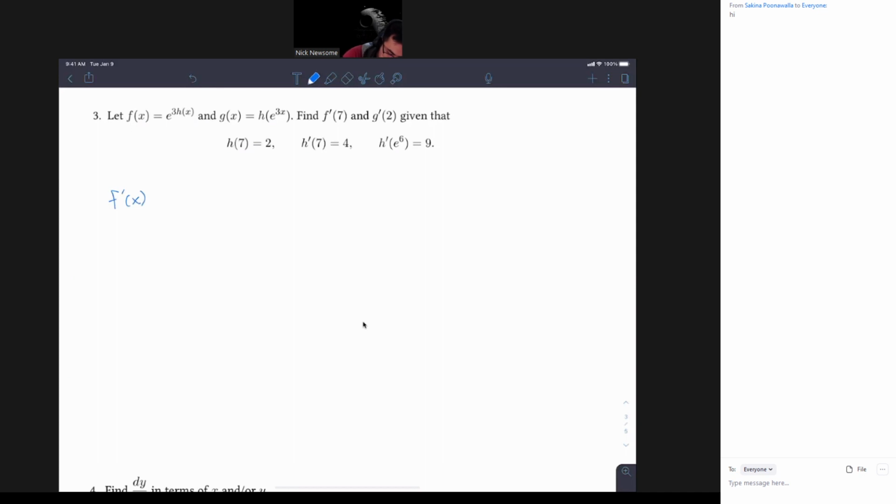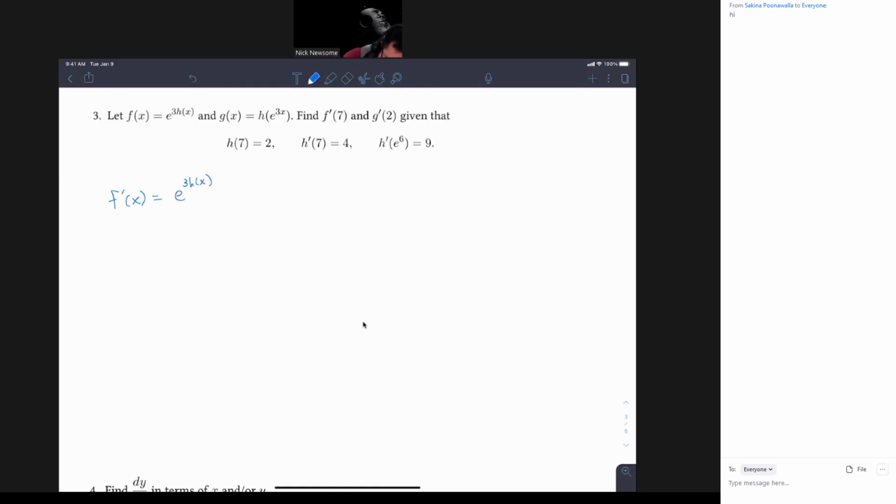In order to compute f prime of 7, I need to know what f prime of x is. So we take a derivative, and there's going to be a chain rule here. F of x is e to the 3 times h of x. So for the derivative of e to the 3h of x, start on the outside. The outside is the e to the x, and the derivative of e to the x is just itself. So it's e to the 3 times h of x.